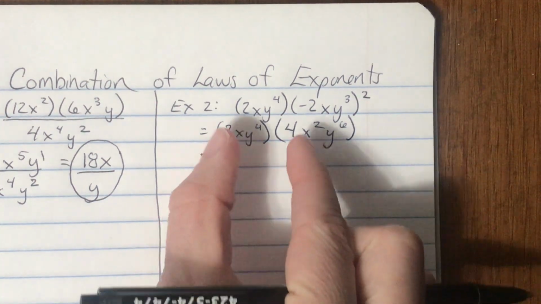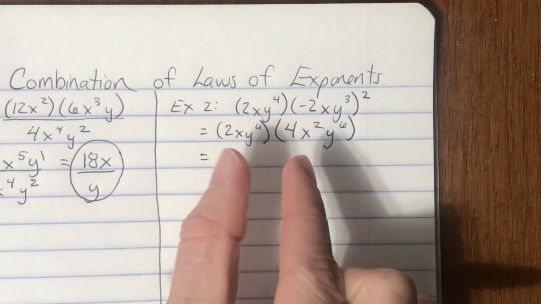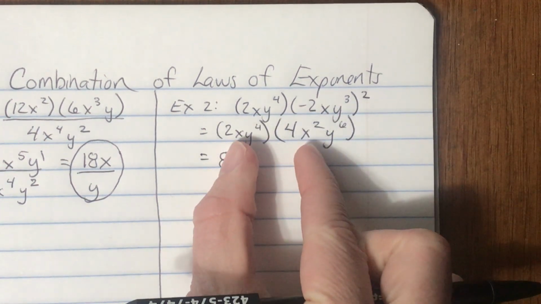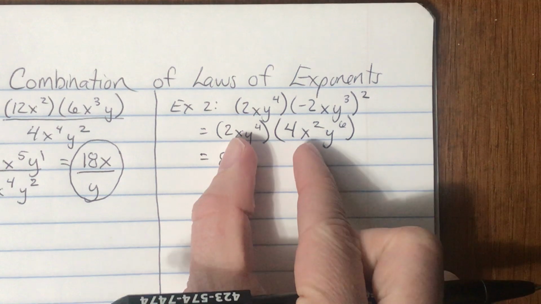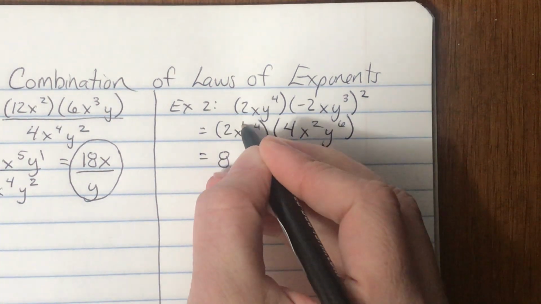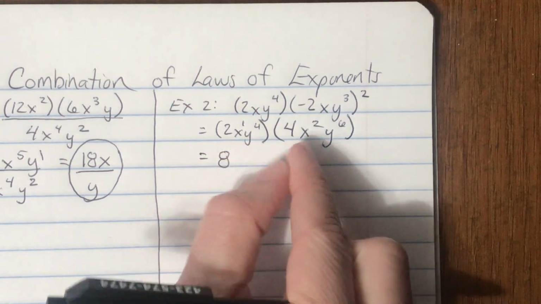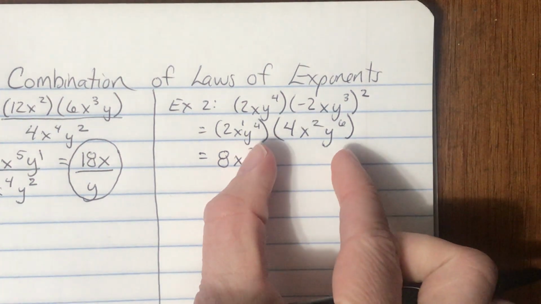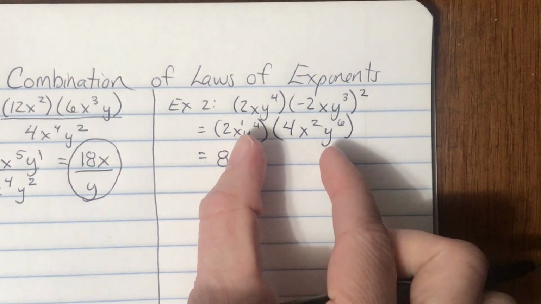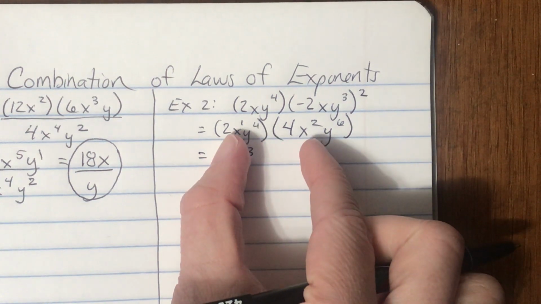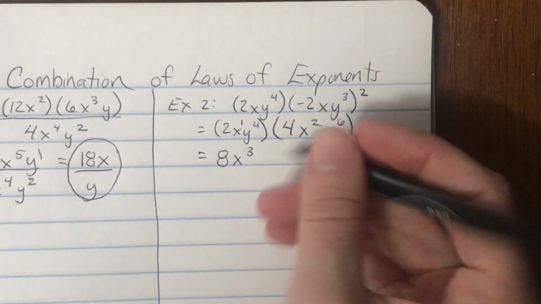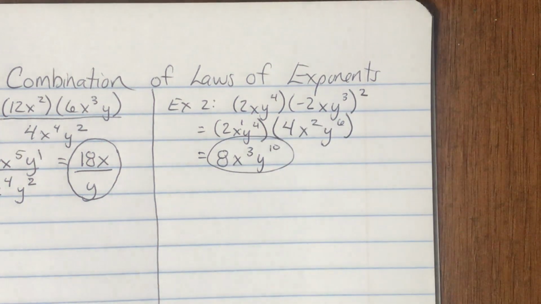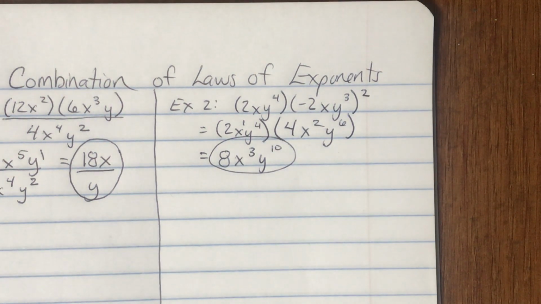So we're going to use the product rule. Coefficients just act like normal big numbers. 2 times 4 is 8. We're going to multiply our x's like bases. So this is x to the first, if it makes you feel better to put that in there. X to the first, x to the second, that's x to the third power. And then y to the fourth, y to the sixth. We're going to add those just like we did here. And so 4 plus 6 is 10. And so your final answer here, simplified, would be 8x to the third, y to the 10th.